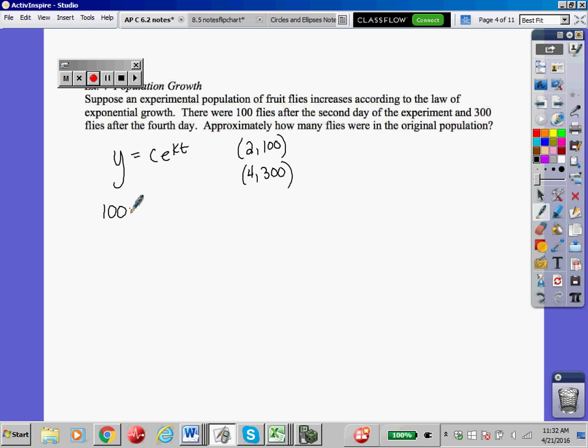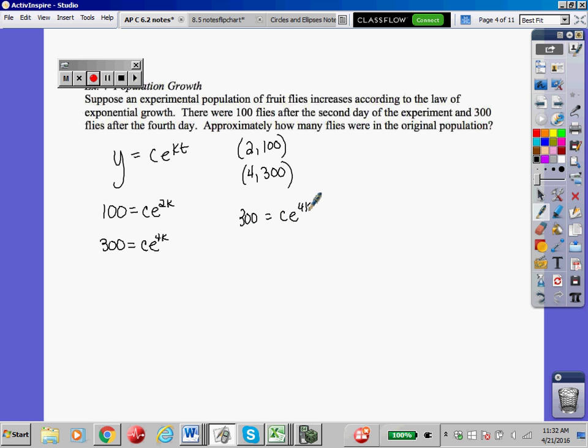So if I plug in 100 equals CE to the 2K, and so I don't know what to do with that. I've got 300 equals CE to the 4K. All right, so bummer. I have 2 letters in 2 equations. Unfortunately, trying to add them or subtract them won't get rid of anything because these are not like terms. But watch what I can do instead.